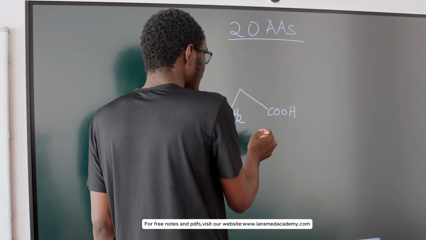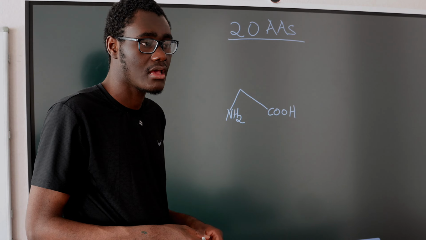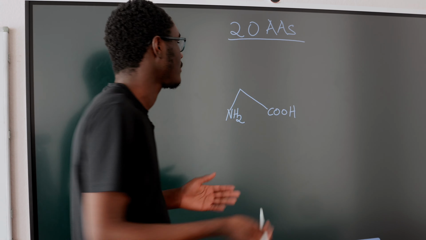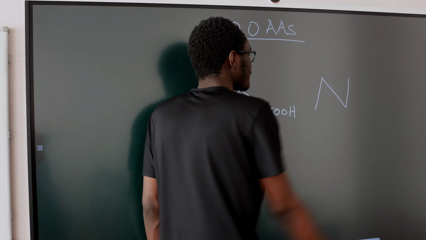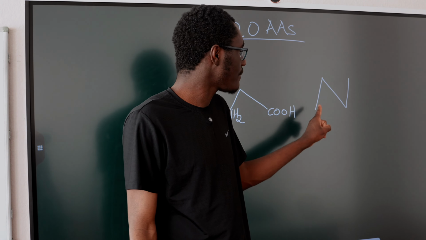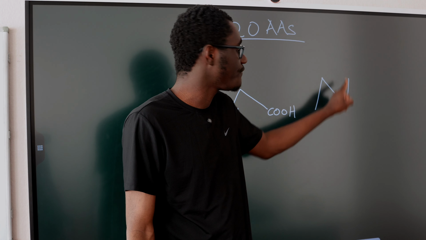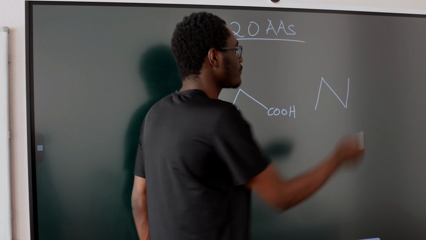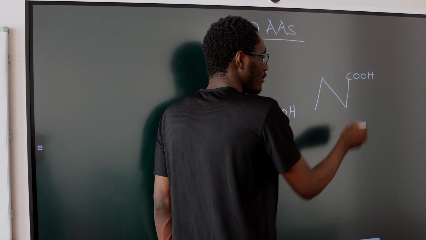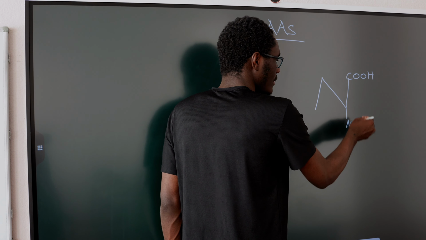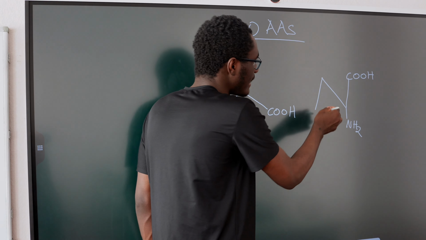So we have aspartic acid, which has 4 carbons. How to easily remember? You can draw it as N. As you already know, there are 4 main points on N: 1, 2, 3, 4. So you're going to have your carboxylic acid group here, your amino group here, and the extra carboxylic acid group at the end.